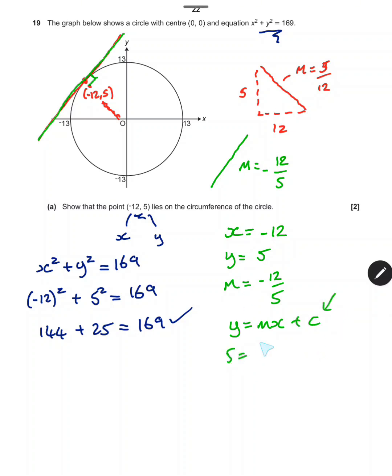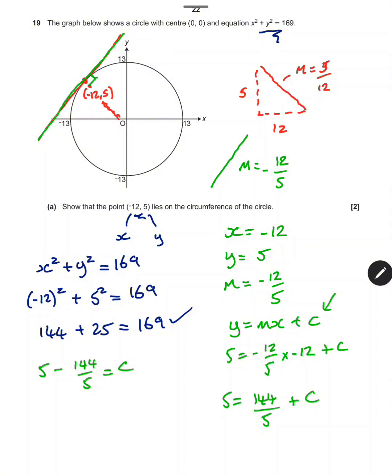Y is 5, so 5 equals m, which is minus 12/5, x is minus 12, so I'm timesing by minus 12. And remember, we don't know what c is. Start to work this through. We've got 5 equals minus 12/5 times minus 12 will be actually 144/5. Just do the minus 12 times the minus 12. And that is still plus c. In order to work out c, I need to do 5, take away 144/5. That is your missing intercept c.